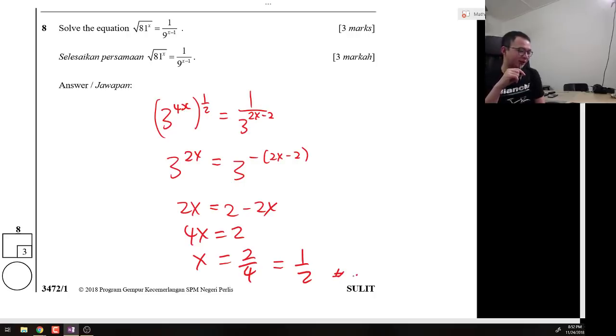Can we use calculator for this working? At least you need to show the minimum working here.